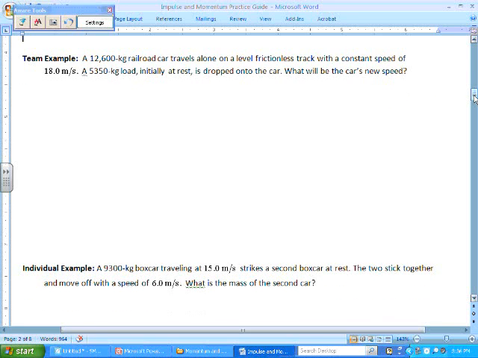Okay, the next example is we've got a railroad car on a frictionless track with a constant speed of 18 meters per second, and then it obtains a load of 5,350 kilograms. When it's initially at rest, that amount of mass is dropped in the car. So what will the new car's speed be? Okay, I'll draw the picture, then you want to attempt the problem, pause the video, and play it when you're ready.